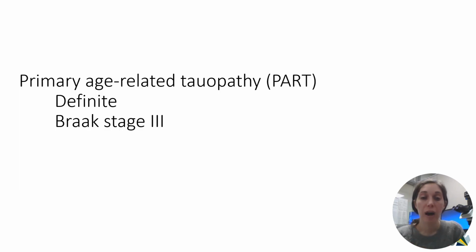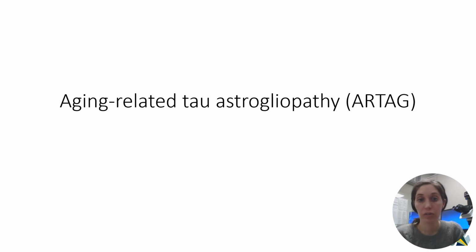All right, and so how does this appear in a pathology report? Basically you have your diagnosis, primary age-related tauopathy or PART, and then because this diagnosis can be very challenging to differentiate from other tauopathies, and also because this almost always occurs in the context of other neuropathologic diseases, we also remark whether it's definite or indefinite PART. And then finally we give a Braak stage.